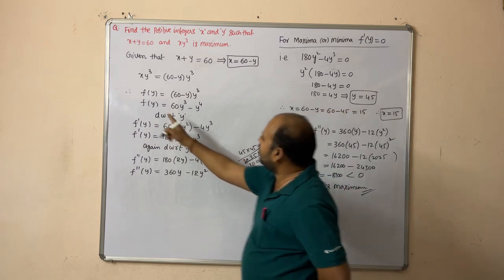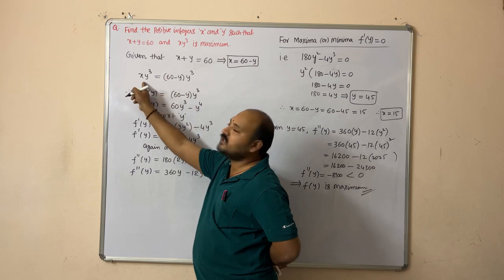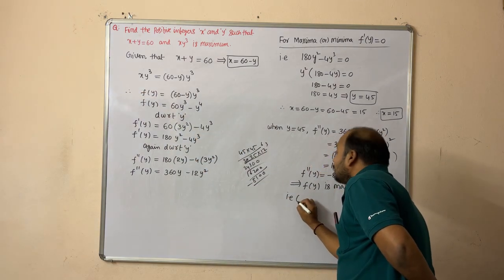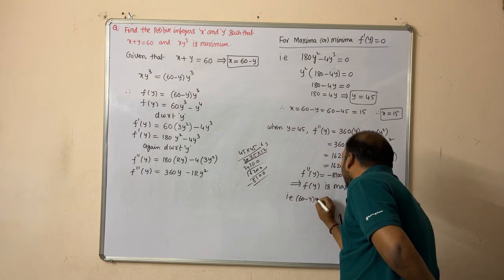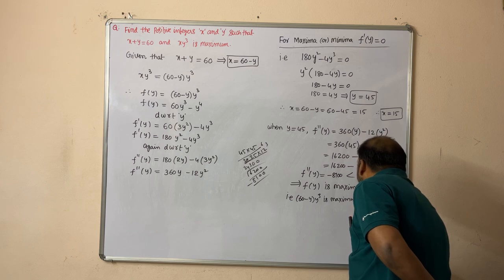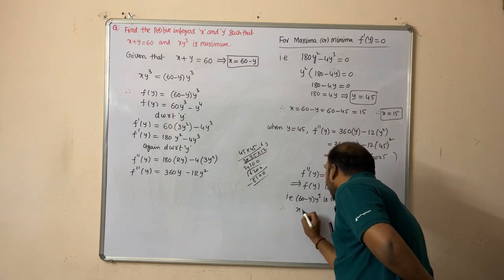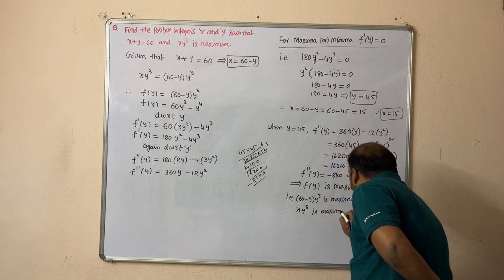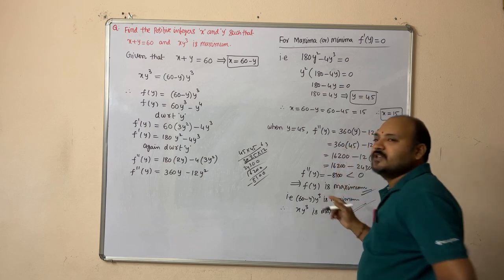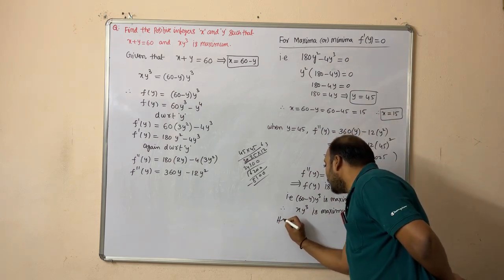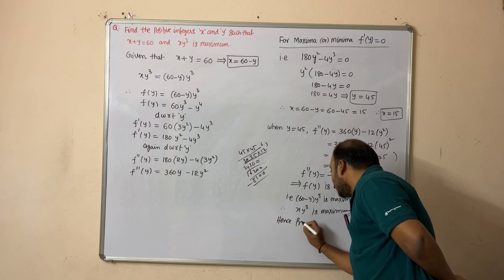So what is f of y? This value is equal to xy cube only. That is, 60 minus y into y cube is maximum. Therefore, xy cube is maximum. There is no need of writing these steps, it is understood, but still we need to do our duty. Here's the result, dear students. Otherwise, it's proved.